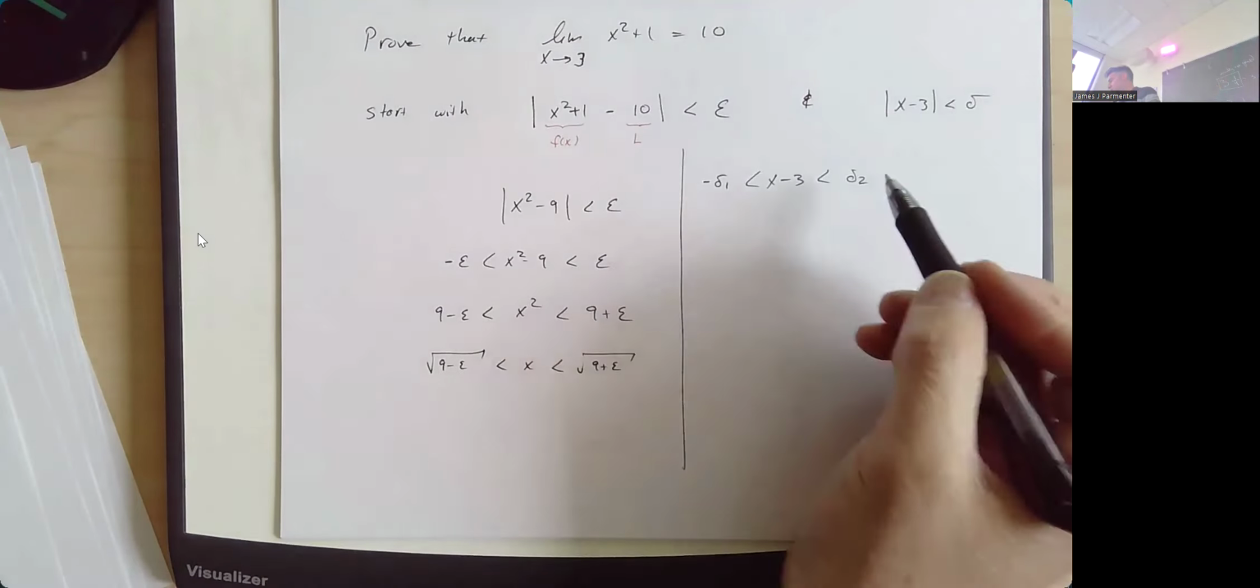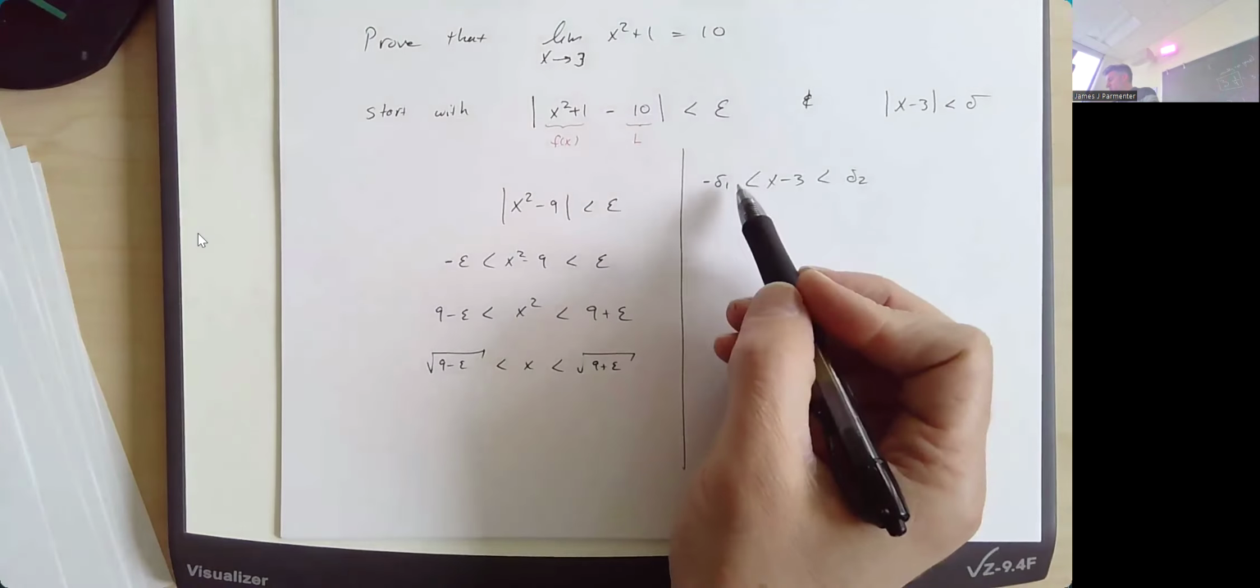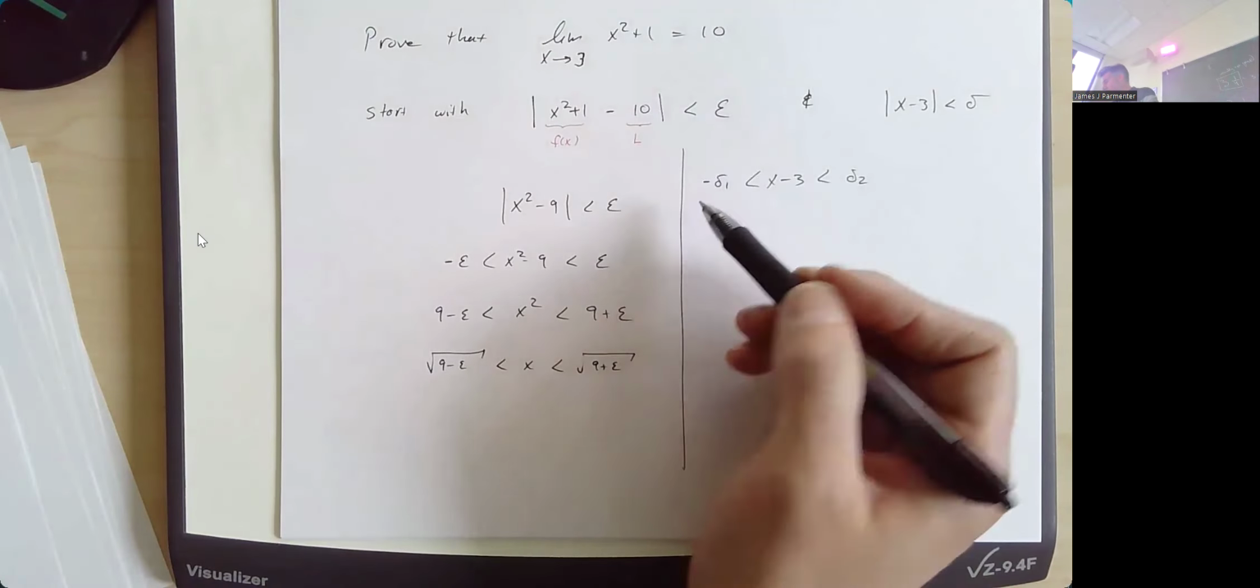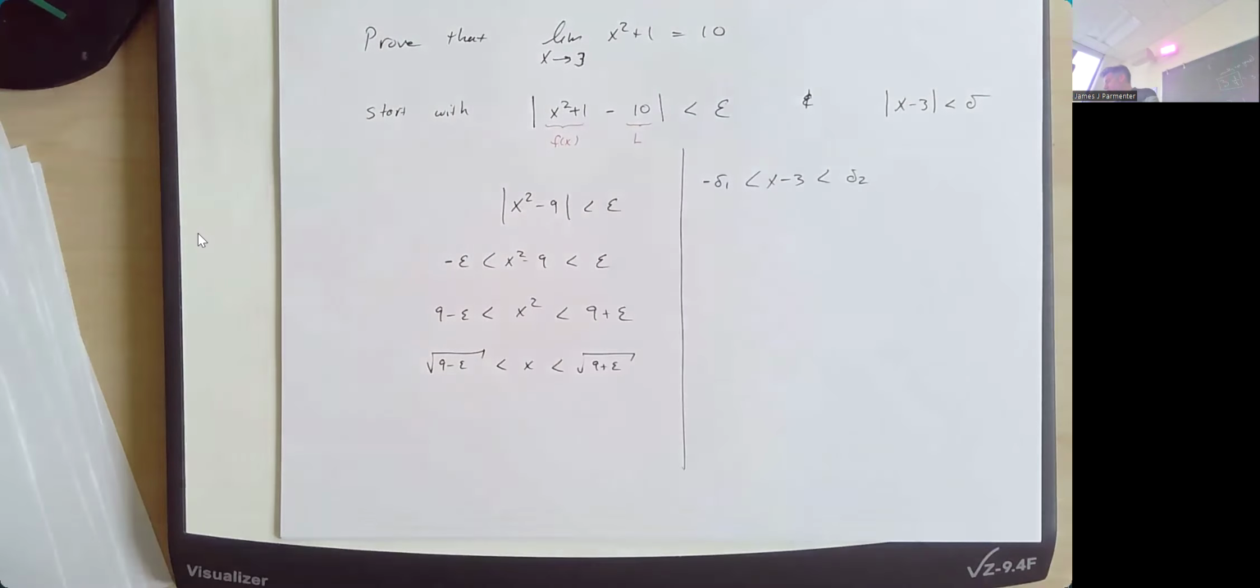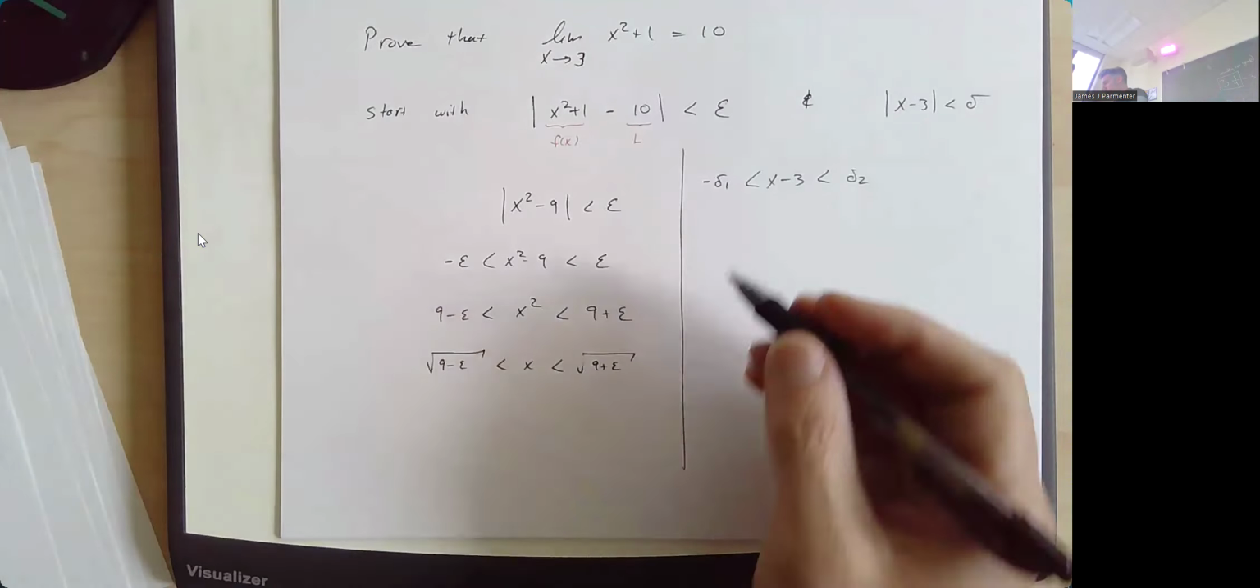So this is some small positive number. This is some small negative number, where delta 1 is still a small positive number. The reason we're doing this is because they don't end up being the same, so we don't want to call them the same name if they end up having different values.